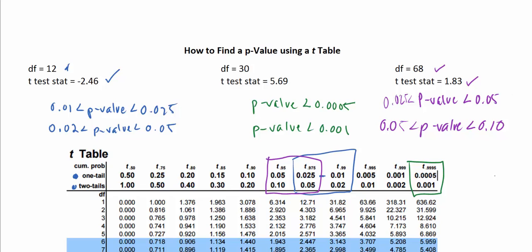Always make sure that you understand when to use a one-sided or two-sided test. Again, hopefully this video helped you find p-values from a t-table.